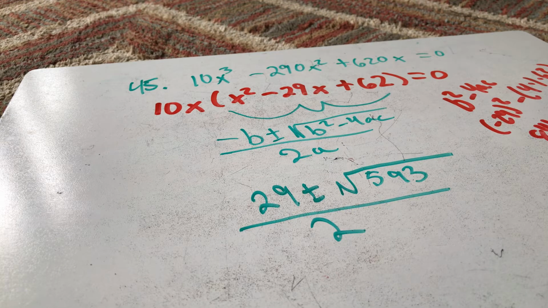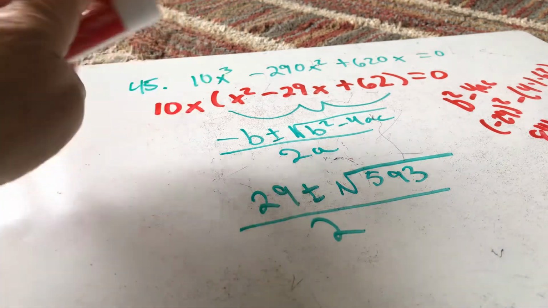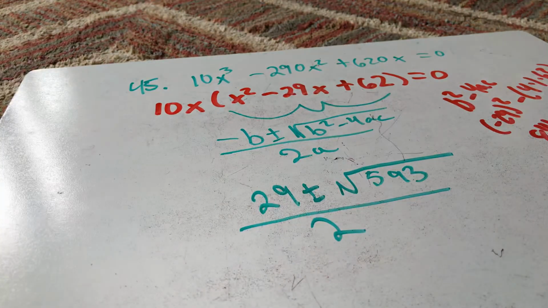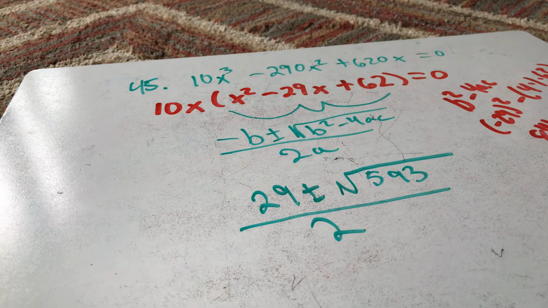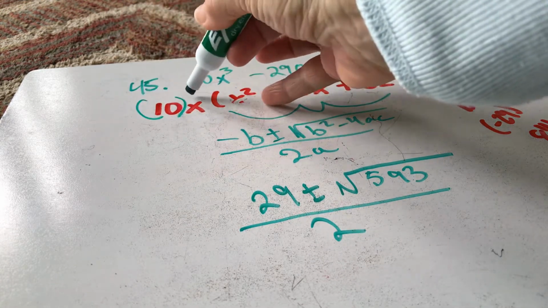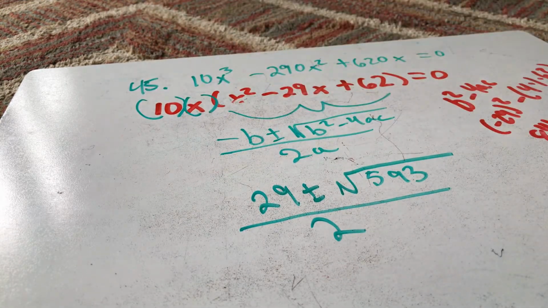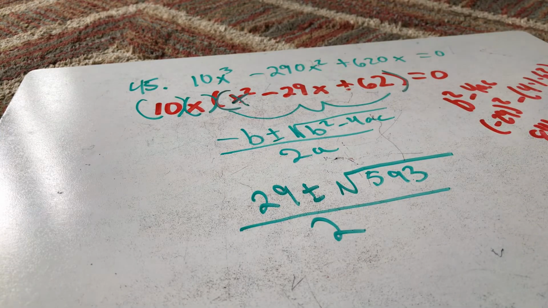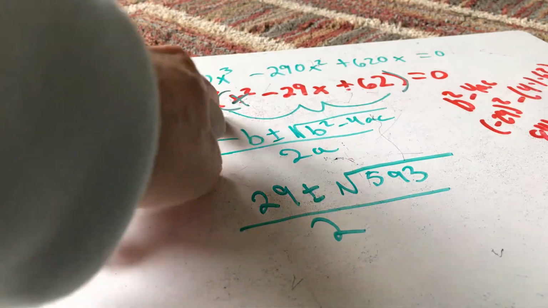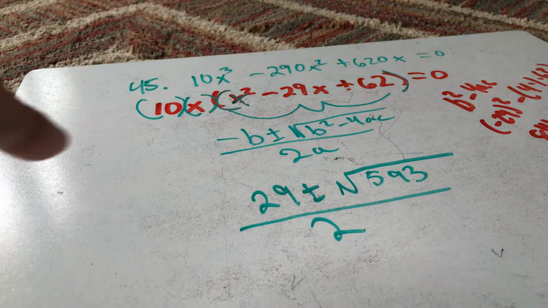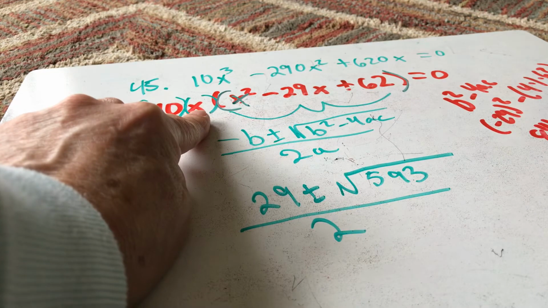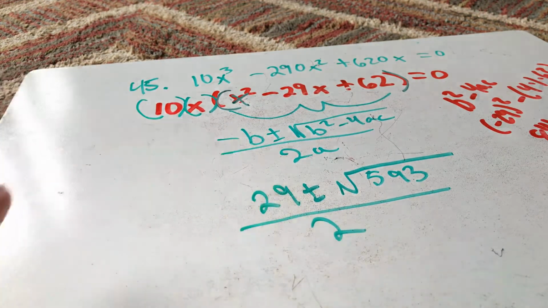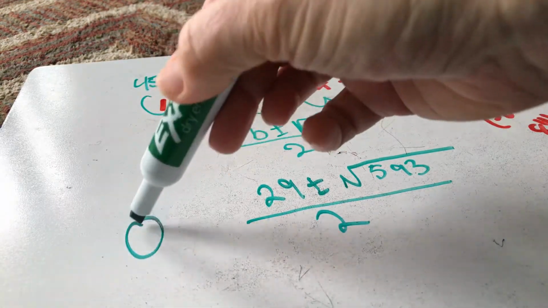So when you go back and you look at the red part of the problem, this 10 is a factor, this x is a factor. Look, if I wrote 10 times x times this right here, so 1, 2, 3 factors, what makes this 0? It's kind of a goofy question, but 0. So 0 is also one of your solutions.